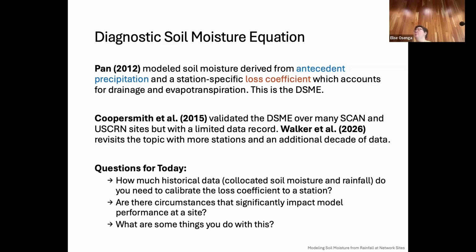The big one was, how much data do you need in order to calibrate this model? How long of a co-located record do you need before you can start going back and simulating historical soil moisture for that site? Are there circumstances that impact the model's performance? Some sites it just doesn't work very well at. What are those circumstances, and what are some things you can do with this?